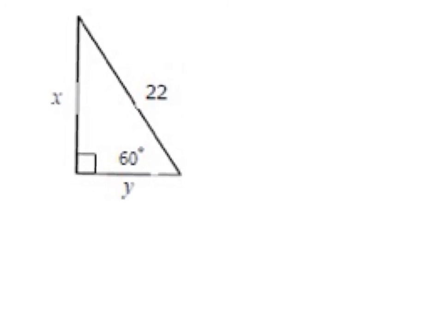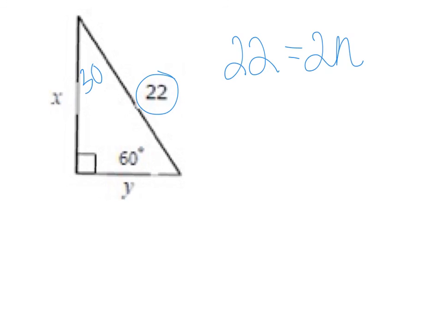This is a different special right triangle. It's a 30, 60, 90 right triangle. Let's see what side they give me first. We're being given the hypotenuse of this right triangle. The rule for a 30, 60, 90 right triangle is that the hypotenuse, which is 22, is equal to 2 times n. Let's go ahead and solve for n.